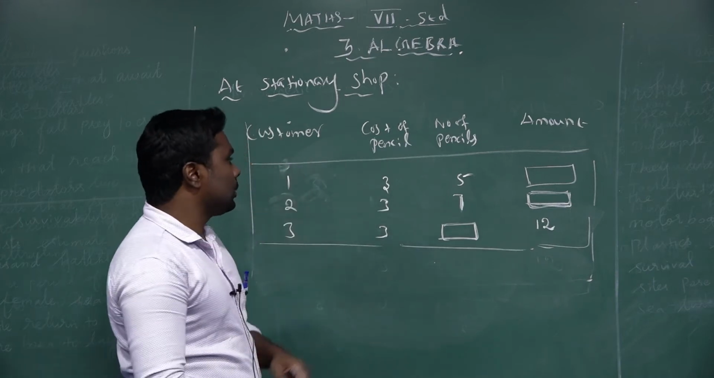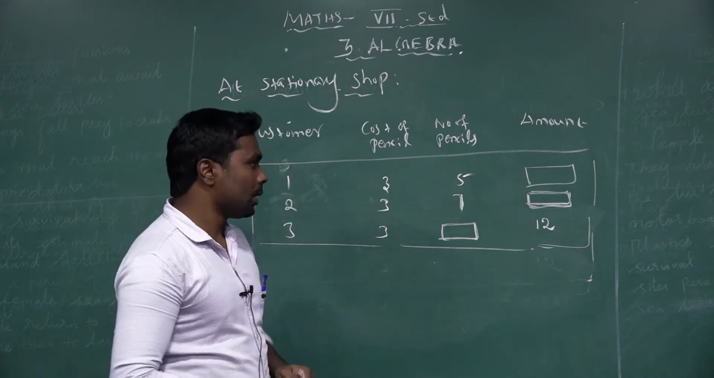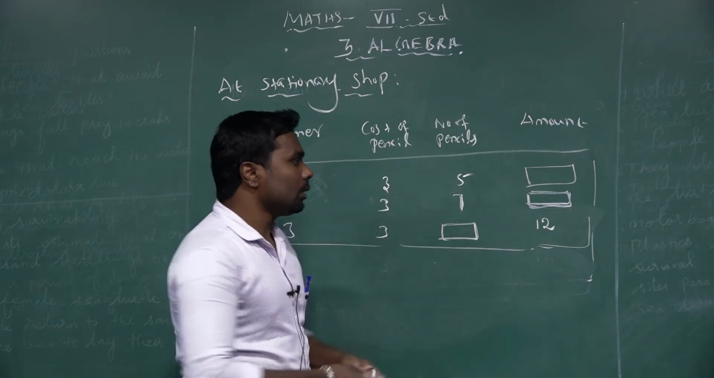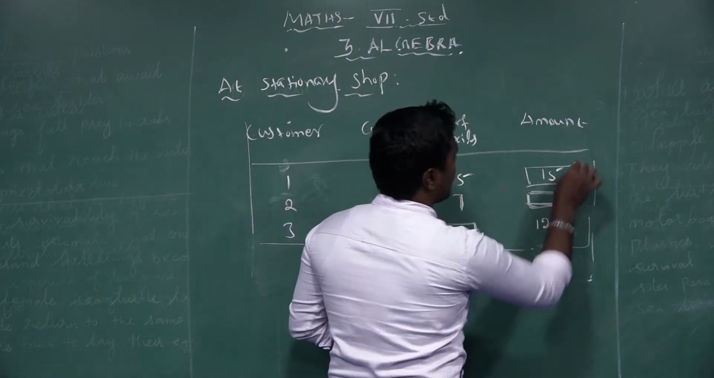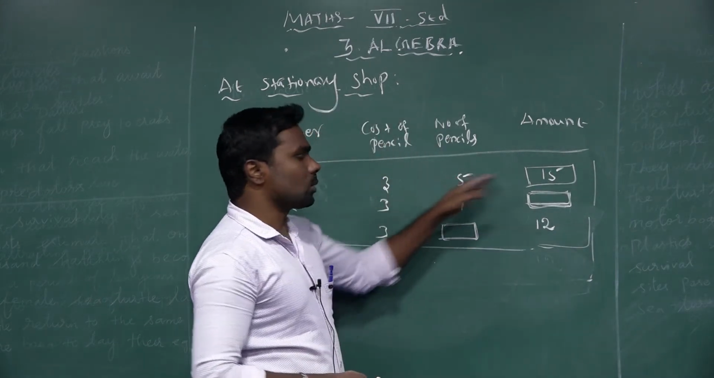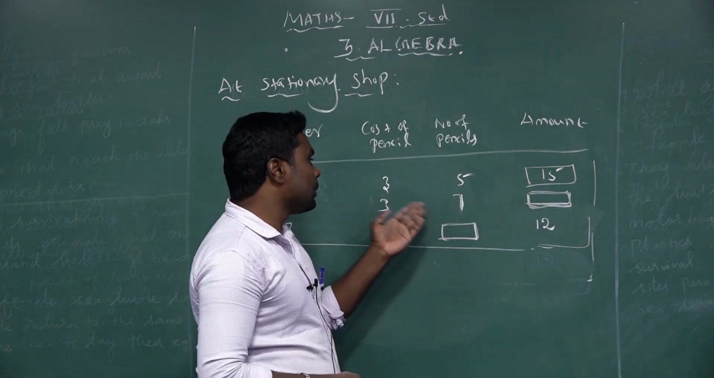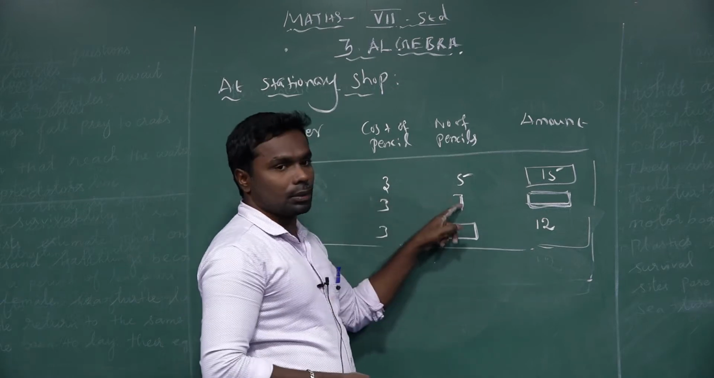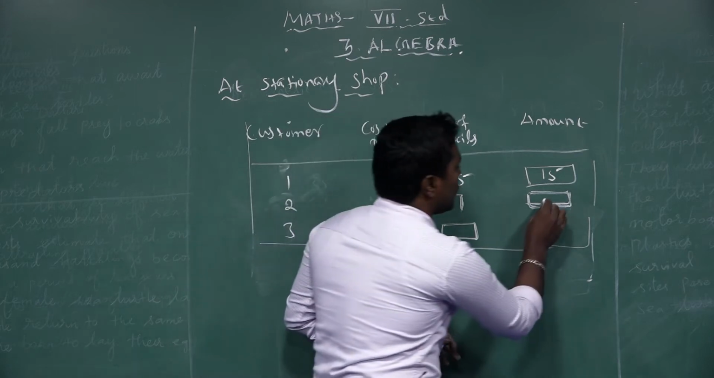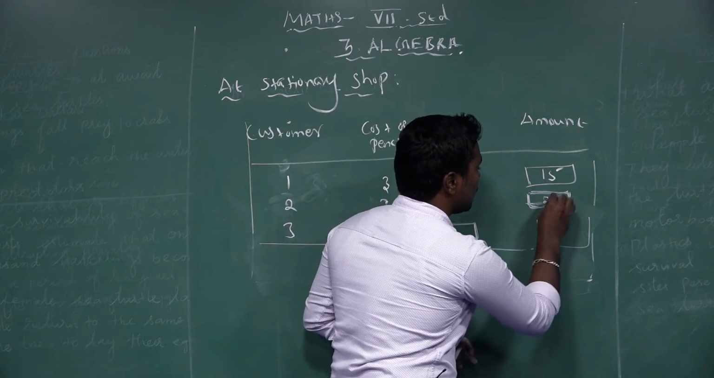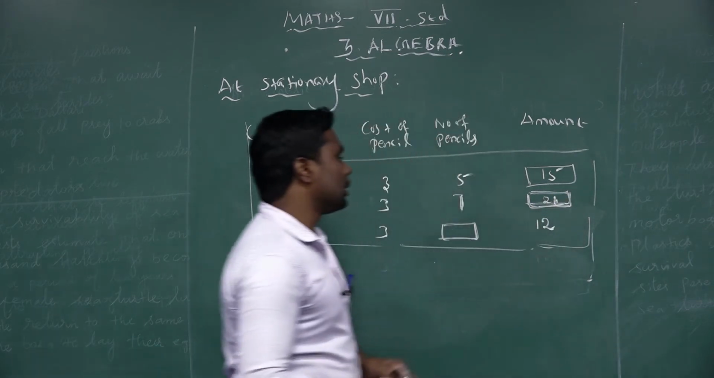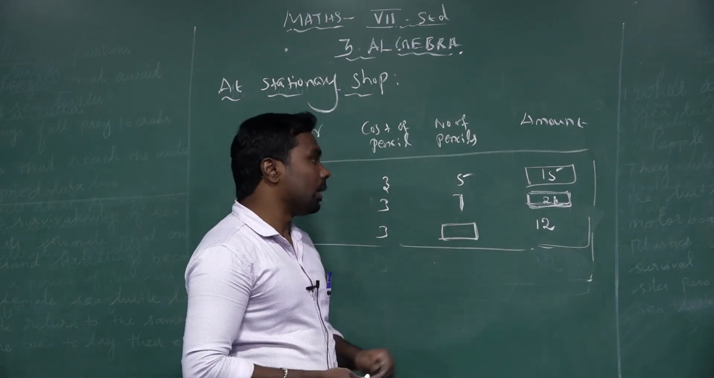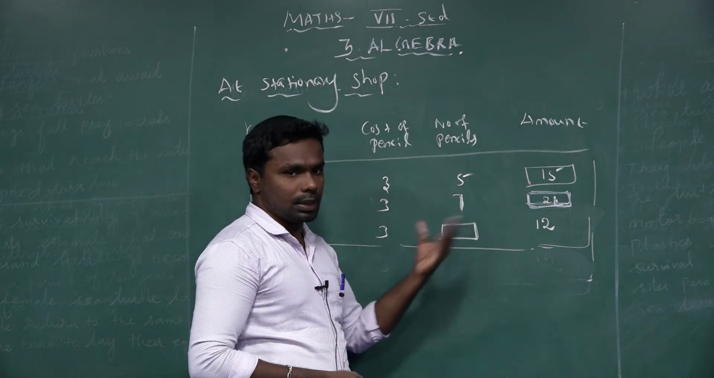See the first one. The cost of a pencil is rupees 3. So what is the total amount for 5 pencils? 3 into 5, 15. And similarly, what is the cost for the second customer? 3 into 7, 21. The total amount here is 21. And the third one is somewhat different. We have to find the number of pencils.